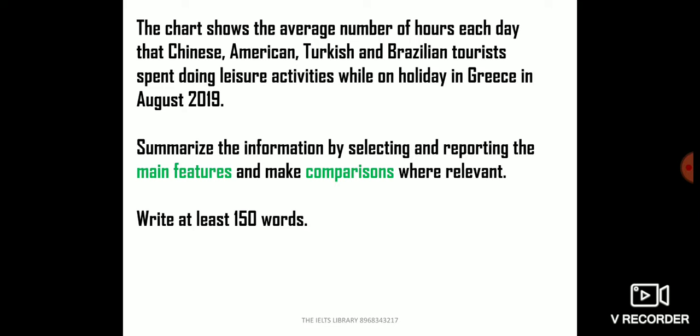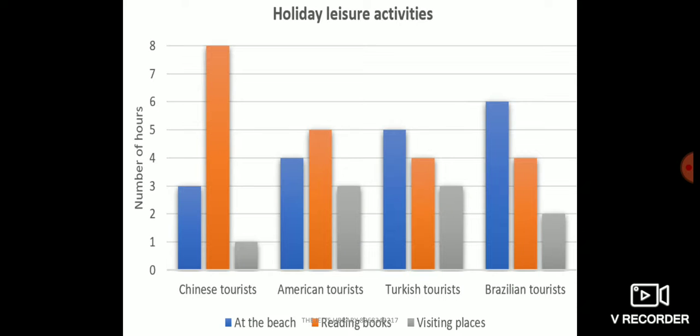We will learn what the main features are for a bar graph and how you write and present them. Then comes the second half of the video, which is all about the comparison that we are going to learn today. So next I will show you the graph. This is the graph that I've taken. One axis represents the number of hours, and the next axis shows the categories: Chinese tourists, American tourists, Turkish tourists, Brazilian tourists, right? In these categories you have three different activities that they have been performing.